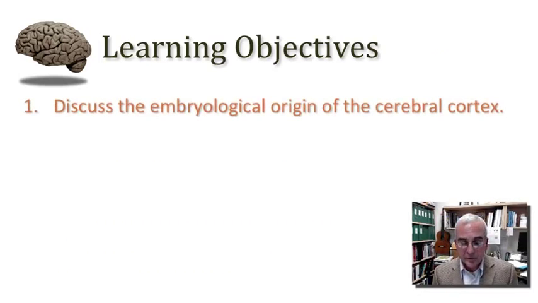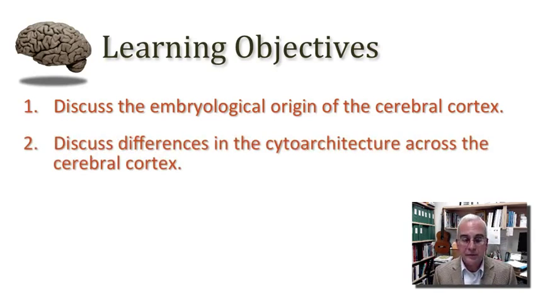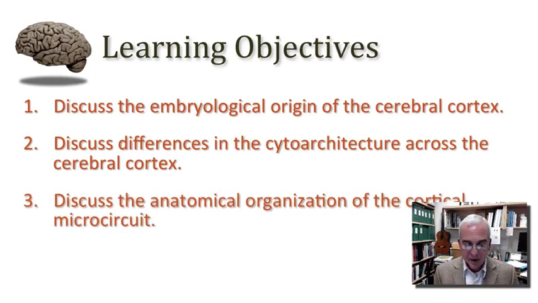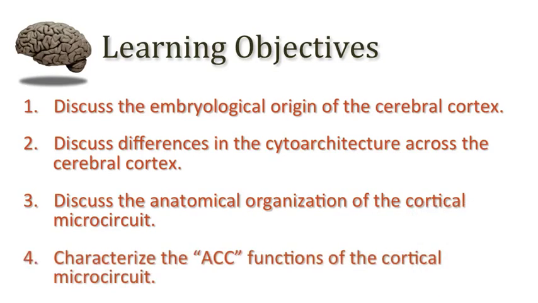With a reminder of those core concepts in the field of neuroscience that are at stake today, let me point you to our learning objectives for this session. I want you to be able to discuss the embryological origin of the cerebral cortex. I want you to be able to discuss differences in the cellular architecture that we find from one region of the cortex to another. And I want you to be able to discuss not only what's different from one region to another, but what's conserved, and that would be the anatomical organization of what we'll call the cortical microcircuit. And lastly, I want to give you a bit of an acronym that might help you remember some of the principal functions of that microcircuit. I call that the ACC of the cortical microcircuit.